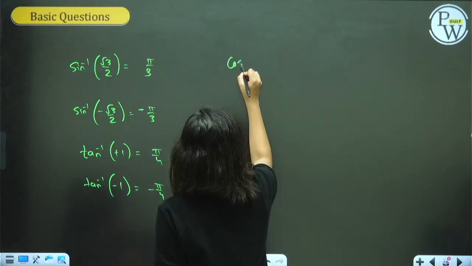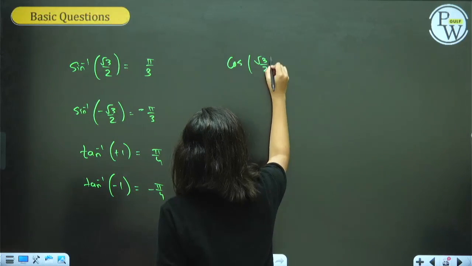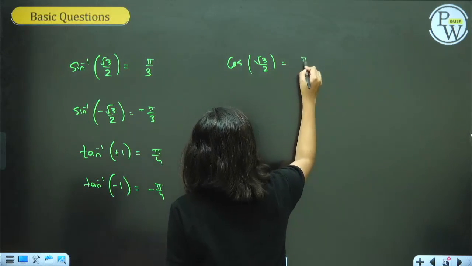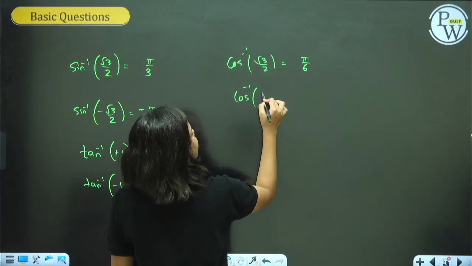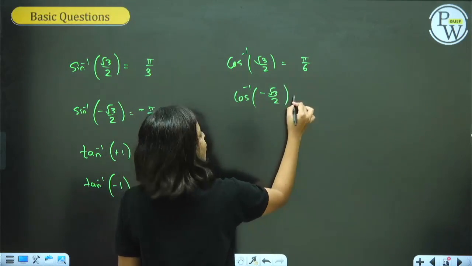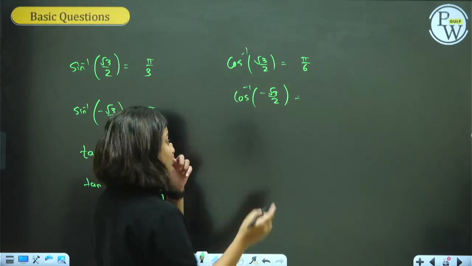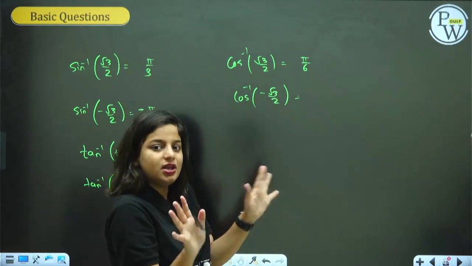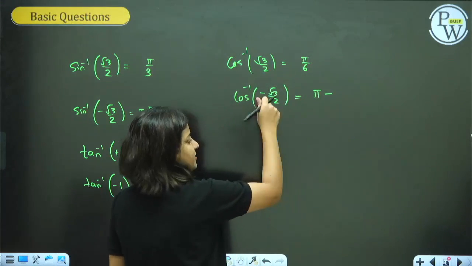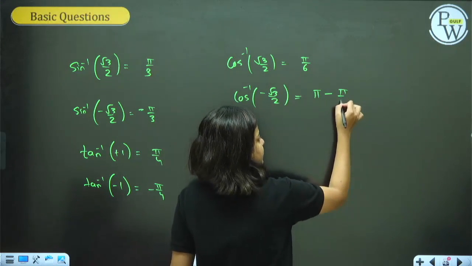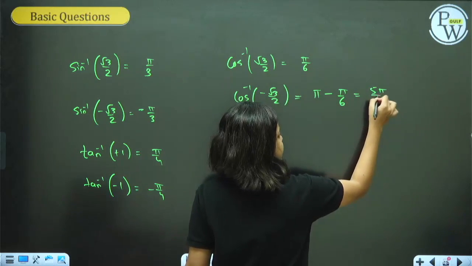Instead, if you have the second family, let's say cos inverse of root 3 by 2, what is it? Pi by 6. But if you have cos inverse of minus root 3 by 2, will the minus sign just come out easily? No. You will have to do pi minus, and then cos inverse, when is it root 3 by 2? Pi by 6. The answer will be 5 pi by 6.